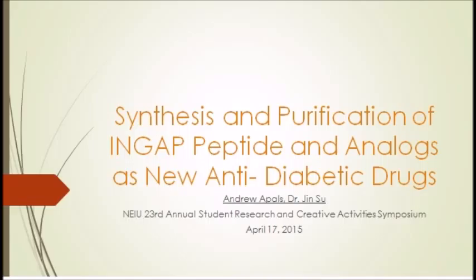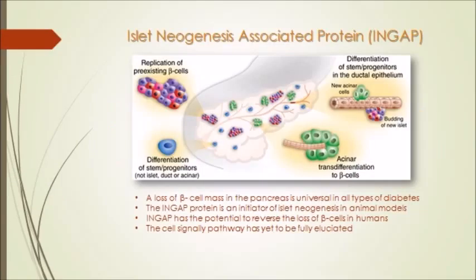The drug I am synthesizing is a peptide, the 15 amino acid sequence of the islet neogenesis associated protein, known as INGAP. INGAP has been found to be an initiator of islet neogenesis, which involves beta cells in the pancreas. As we know, it is these beta cells that produce insulin, so you can see that it has the potential to treat diabetes. Nevertheless, its cell signaling pathway is not fully known.